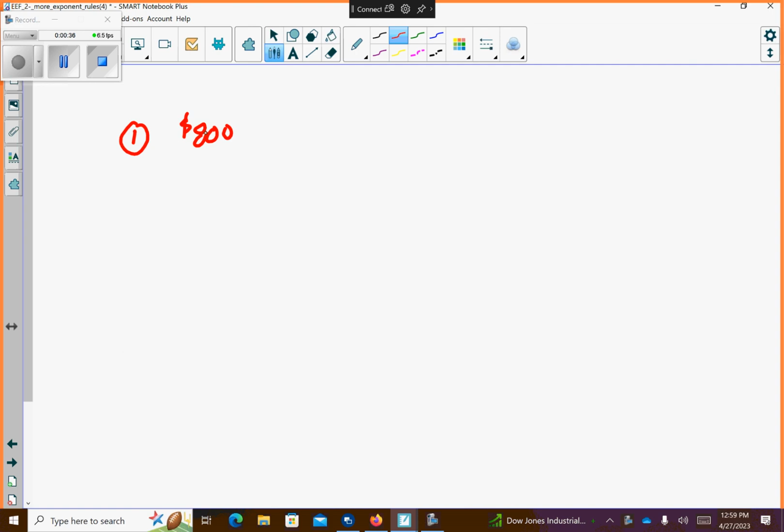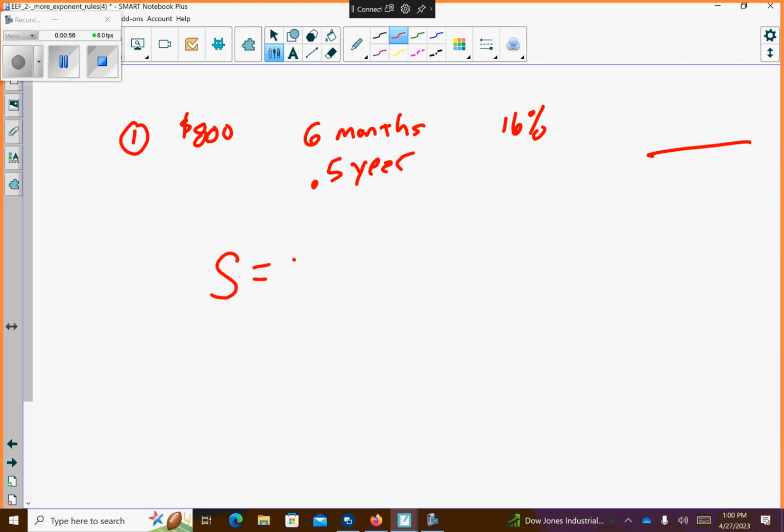Okay. You borrow $800 for 6 months. 6 months is 0.5 of a year. Agree? Good. You have an interest rate of 16%. How much is the end result? So I'm going to use this equation: 800 e raised to the 0.16 times 0.5. If you plug that into your calculator, I know you can't see my calculator, but just pretend you can.